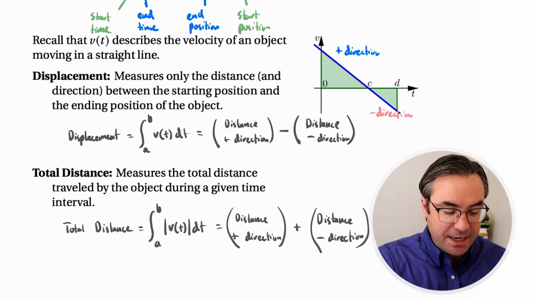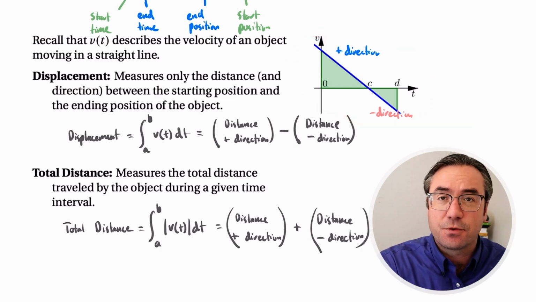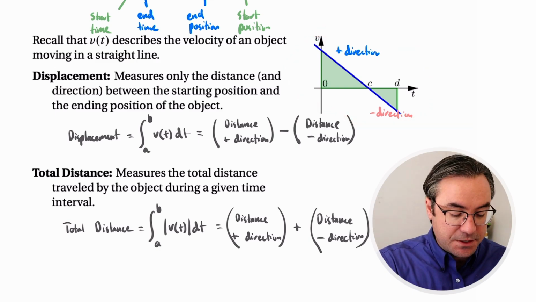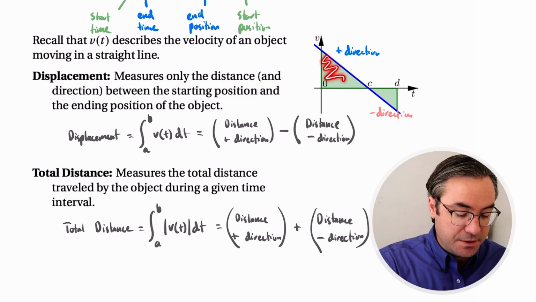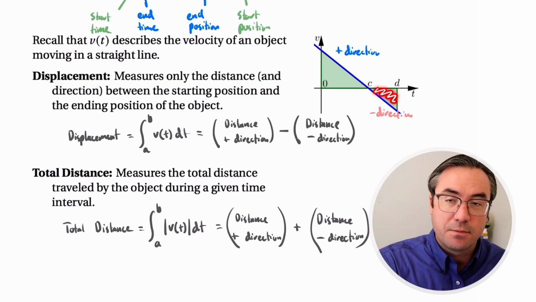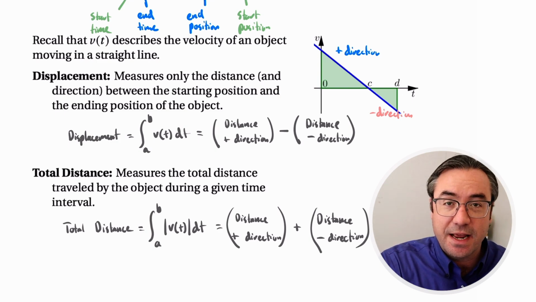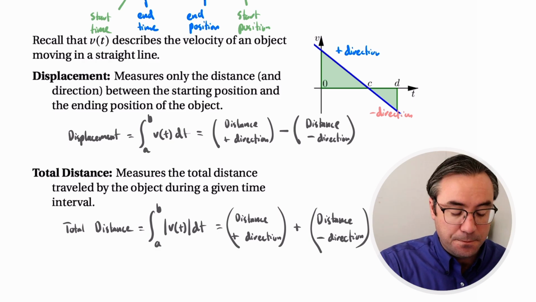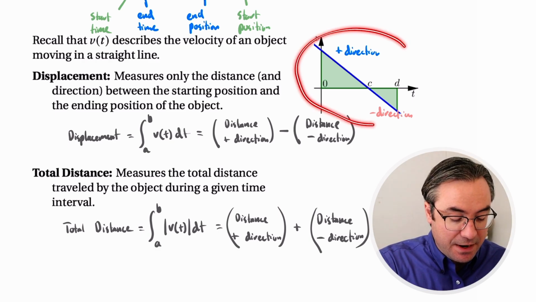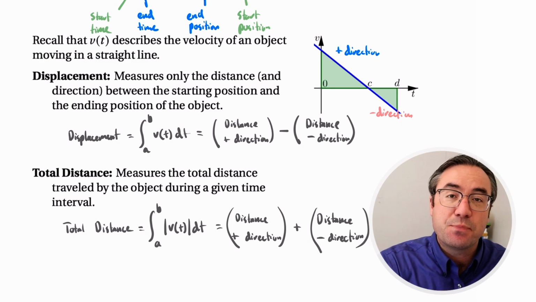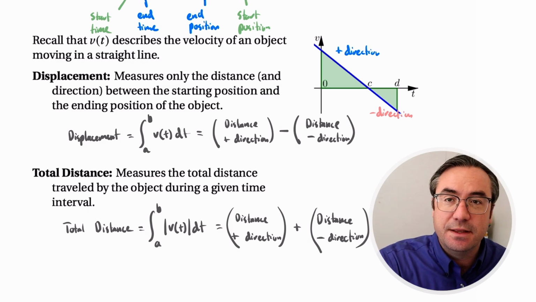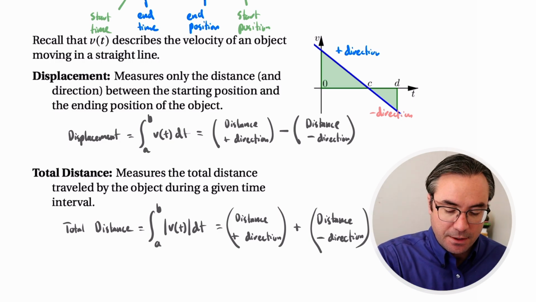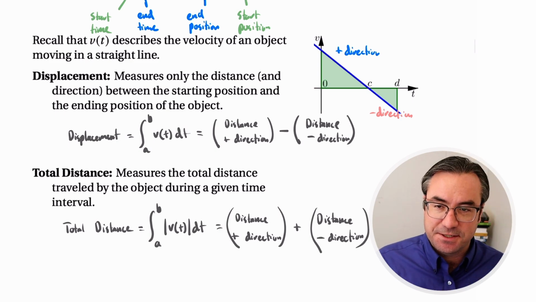So just as a quick example, looking at this graph here, to me it looks like the distance that we're going to be traveling in the positive direction is going to be larger than the distance that we're traveling in the negative direction. So if I were to calculate the displacement here, I would expect the displacement to be positive, meaning we've traveled further in the positive direction. All right, so let's try an example of this.